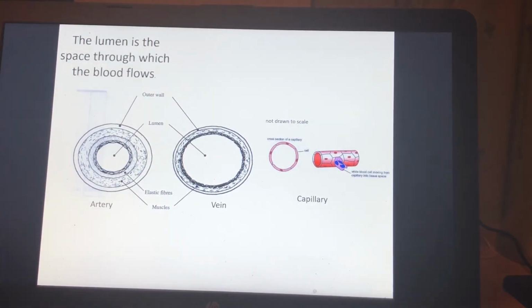So as we said, the valves prevent backflow of blood, and that keeps blood flowing in the one direction, the right direction.